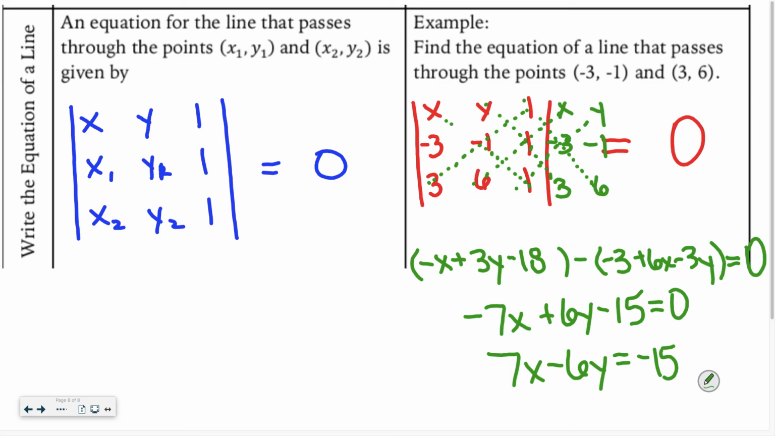Okay, so your homework assignment really shouldn't take you very long because it's just determinants. These problems right here, you will see on Thursday's homework assignment.